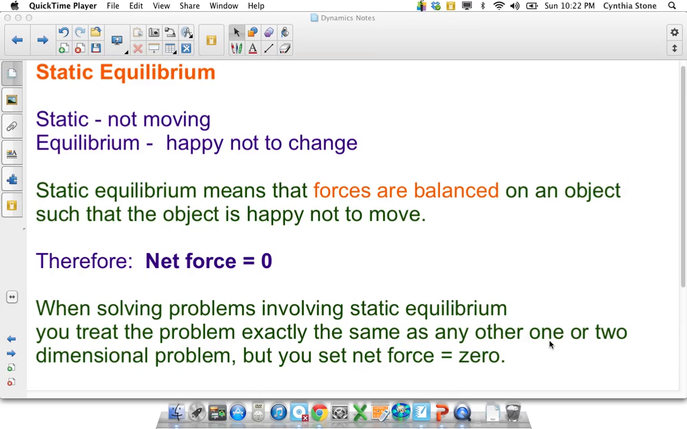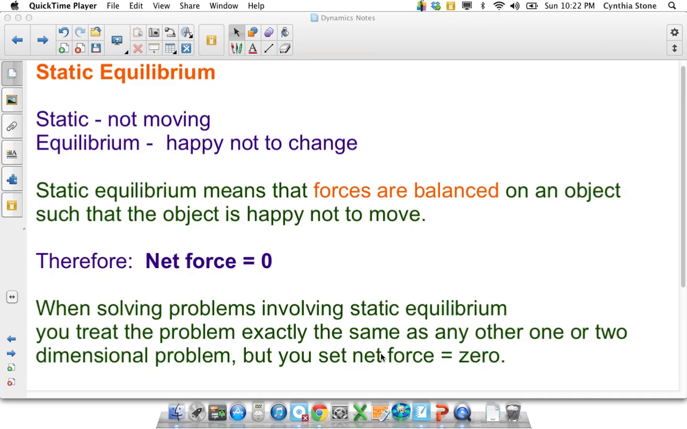Okay, so in net force in 2D, sometimes you're solving for net force, sometimes you're solving for something else, but you didn't know the net force. Now, it's very specific with static equilibrium. If the question says to maintain static equilibrium, or it's not moving, whatever, net force is 0.